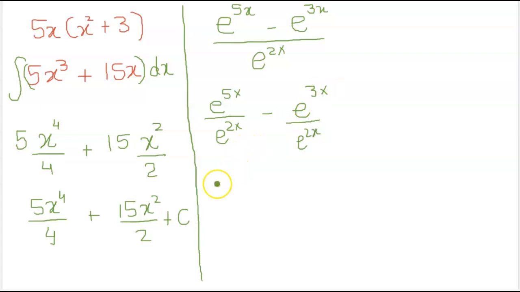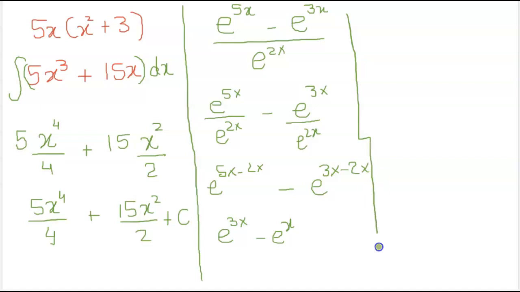And you know the way how it works. It becomes e to the power of 5x minus 2x because the base is same. So we can add or subtract the powers because they are dividing. Minus e to the power of 3x minus 2x. And that will become e to the power of 3x minus e to the power of x. Now we have simplified it. We haven't integrated. Now we can integrate it.